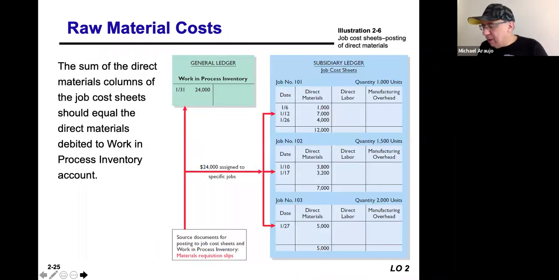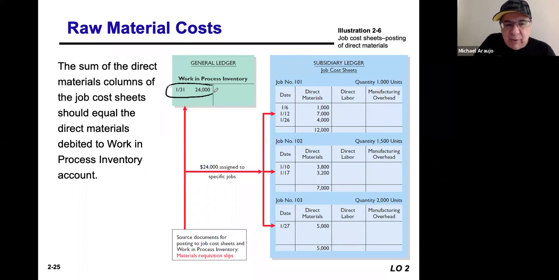On the bottom of page 54, they have an illustration showing you how these things post, okay? Now here they have the work in process inventory listed. Remember, we just put a debit of $24,000 in work in process inventory. That $24,000 is now assigned to specific jobs.